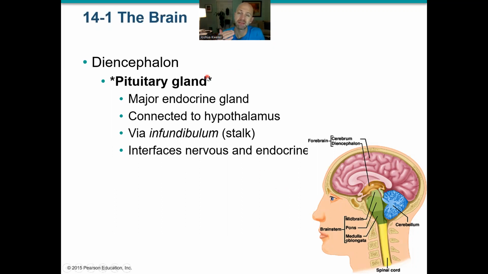It's not part of the diencephalon, but it is physically attached to it because developmentally, there's the posterior pituitary and the anterior pituitary. And developmentally, it develops from brain tissue. But we no longer call it brain, we call it the endocrine system.